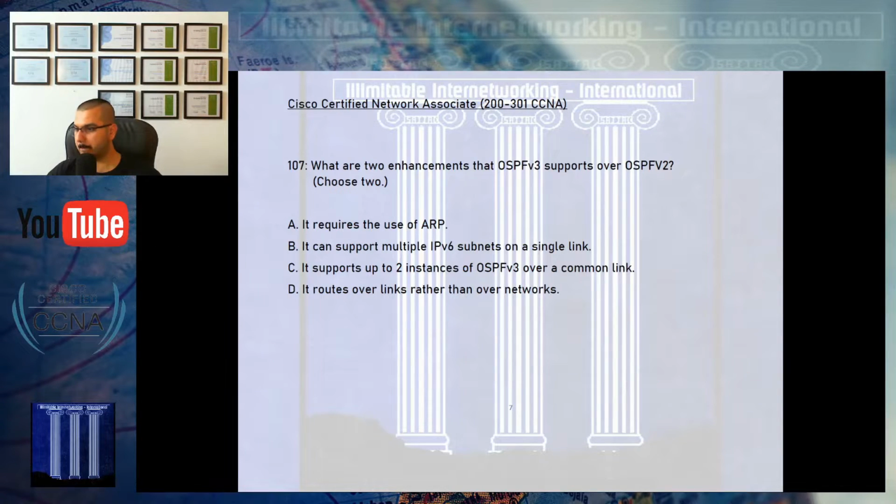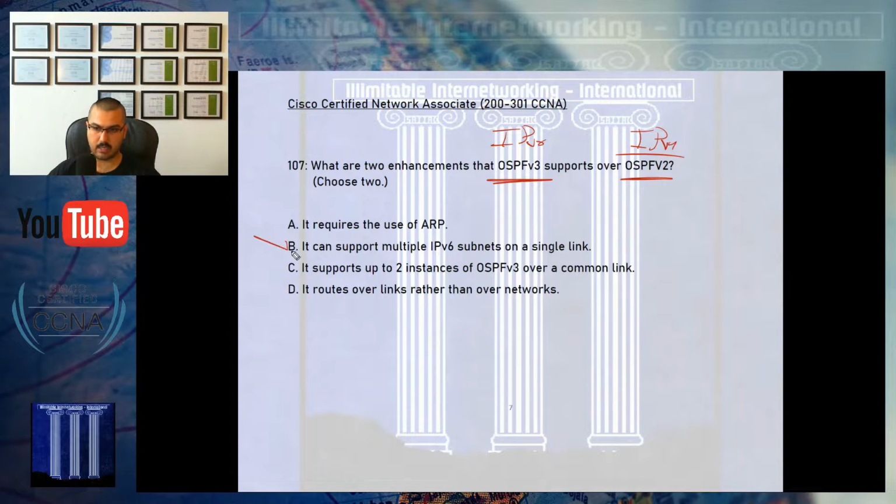Okay, 107. What are two enhancements that OSPF v3 supports over OSPF v2? The only difference between OSPF v3 and OSPF v2 generally is that OSPF v3 was developed only for IPv6, while the classic OSPF v2 that we know, which is just OSPF, is the old one for IPv4. So A, it requires the use of ARP. No, not in OSPF v3. B, it can support multiple IPv6 subnets on a single link.